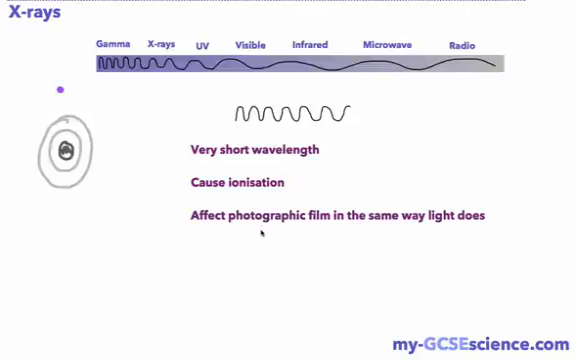The next point is that they affect photographic film in the same way light does, and we'll look at that in more detail in a moment. And the last point to remember is that they are absorbed by metal and bone, and we're going to look at these last two points and see how they're actually used in terms of looking for potentially broken bones that people might have managed to get.